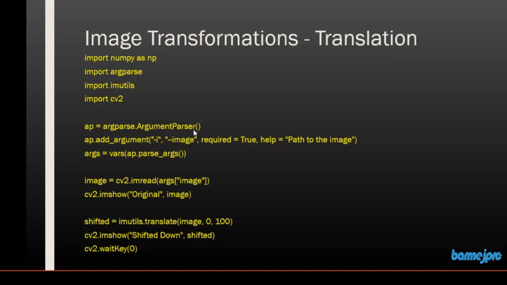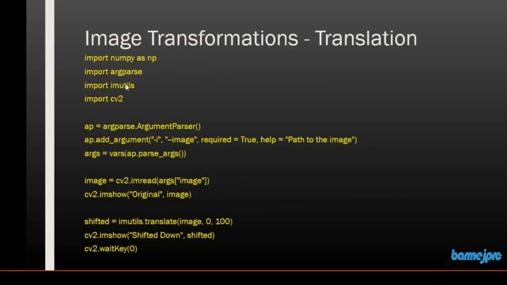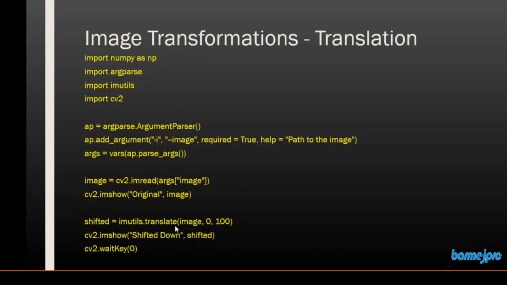We are getting the image path as a command line argument from the user. Then we read the image into the image object and show the original image. Now we are using the translate function that we have already defined in the imutils file. Since we are importing imutils, we can use it directly here: imutils.translate. The first argument that we expect is the image, and yes, we are providing the image.